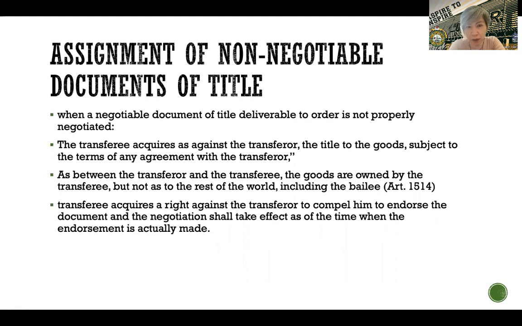So the transferee acquires a right against the transferor to compel him to properly endorse the document of title. Okay, and the negotiation will take effect only as of that time that there was actual endorsement.